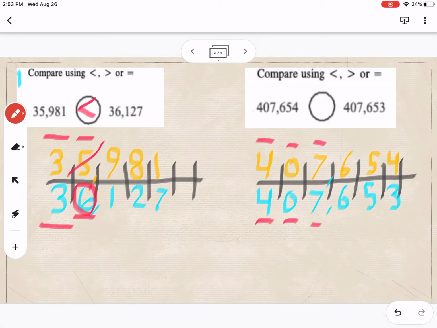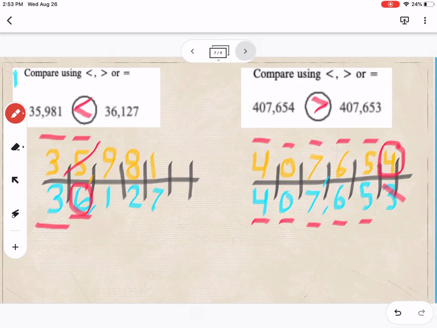My 7s are the same in the thousands place. My 6s are the same in the hundreds place. My 5s are the same in the tens place. But my 4 and 3 are not the same. 4 is greater than 3. So 407,654 is greater than 407,653. Nice job, guys.